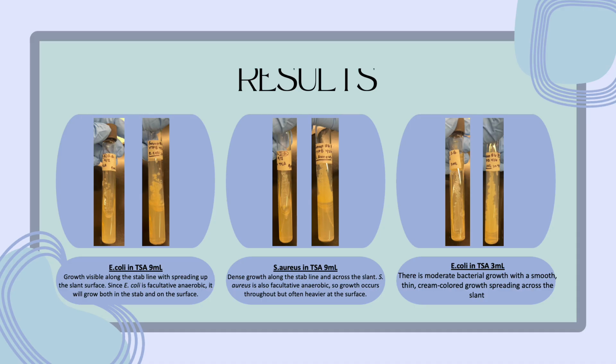As for S. aureus and the TSA 9 ml, we can see that there is dense growth along the stab line and across the slant. S. aureus is also facultative anaerobic, so growth occurs throughout, but often heavier at the surface. And lastly, as for E. coli on the TSA 3ml, we can see that there is moderate bacterial growth with a smooth, thin, and cream-colored growth spreading across the slant.